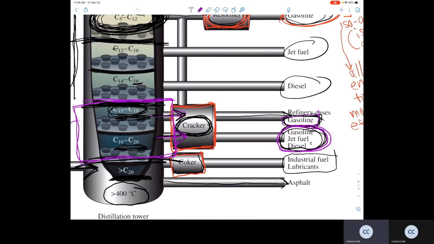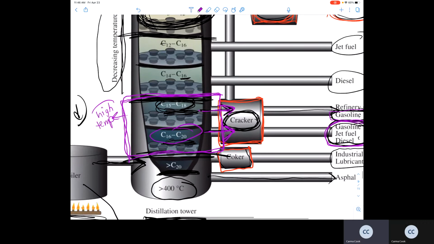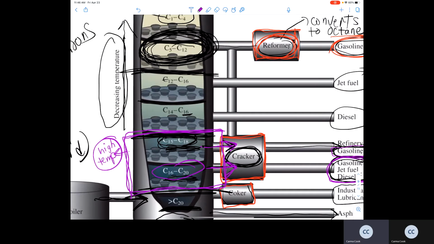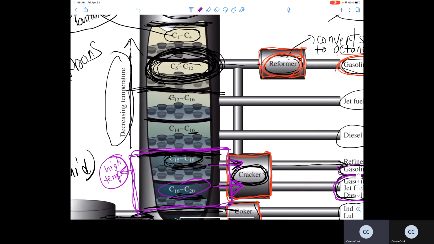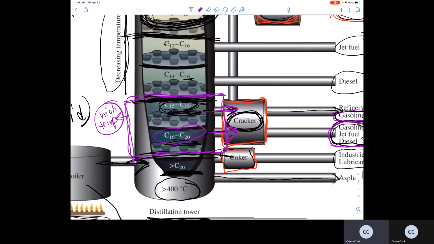The cracking takes place down here for fractions in the crude oil that have between 15 and 18 carbons and between 16 and 20 carbons. And so this little cracker device that's attached to the distillation column operates under high temperatures, because as you go from the bottom of the distillation tower up towards the top is where you have the lower temperatures. And toward the bottom of the tower is where the temperatures are at their highest.